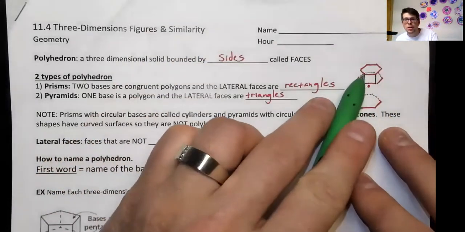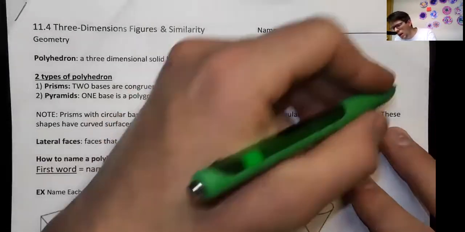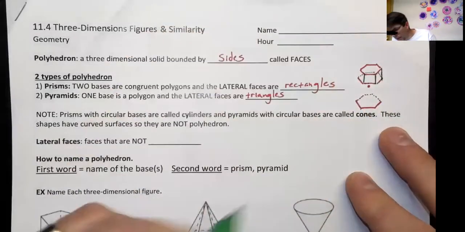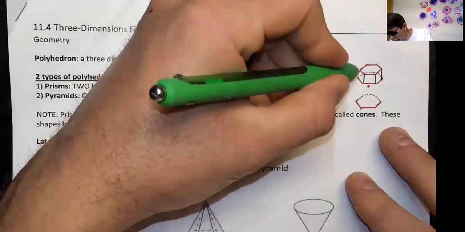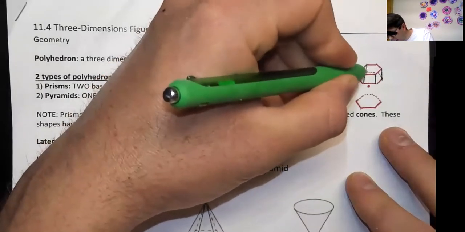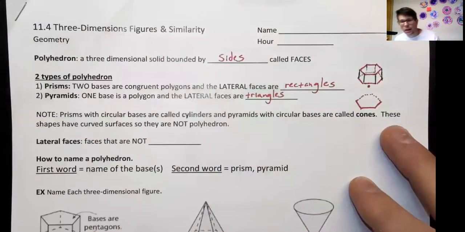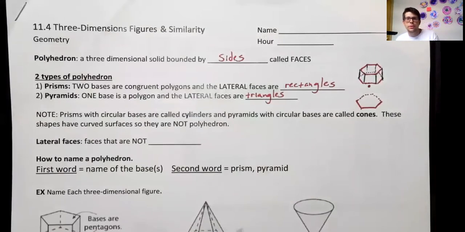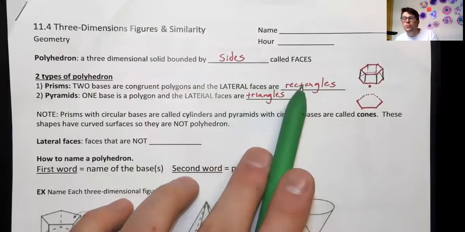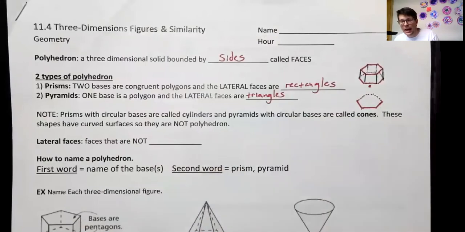And when I do that, I'm going to create some rectangles. I'm going to have multiple rectangles running on the front, on the right side, on the left side, and even on the back. Those are going to be those lateral faces, and they'll always be rectangles. Even if the bases are not hexagons anymore, it's still going to be a rectangle.